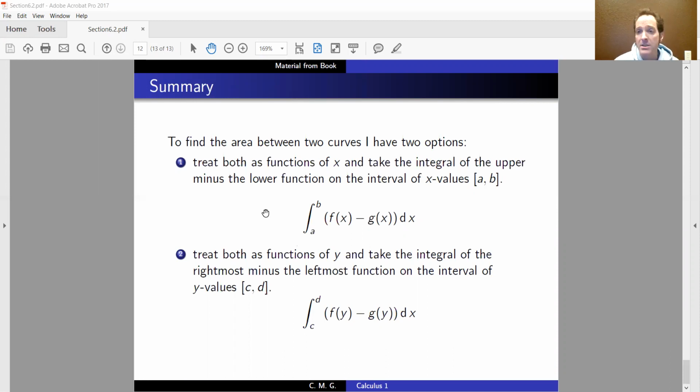Otherwise, we could treat them both as functions of y. If they're treated as functions of y, I'm taking the rightmost function minus the leftmost function, integrating between y values of c and d. So the bottom and the top of their intersections. Again, maybe you have to find the intersections, maybe we've given it to you. And maybe we've given you x values and you just have to find what the y value is at each of those points. And so then that's it.